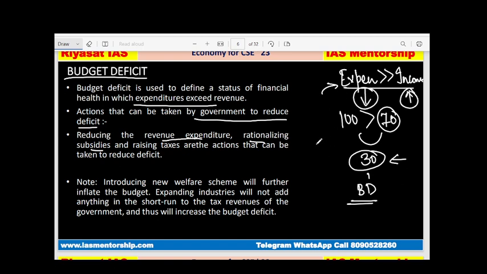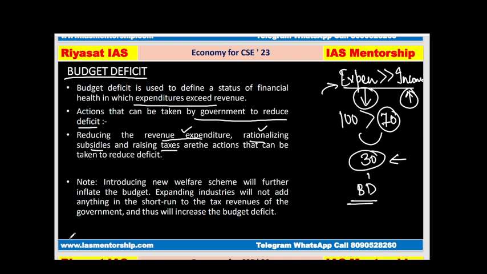Reducing expenditure, what are the two methods? First is reducing expenditure and second is rationalizing subsidies. And if you want to increase your income so that your budget deficit goes down, you can raise the taxes. If you are raising taxes, you are taking more money from the people and hence you can increase your income. So these are some scenarios where the budget deficit can be bridged. Clear?